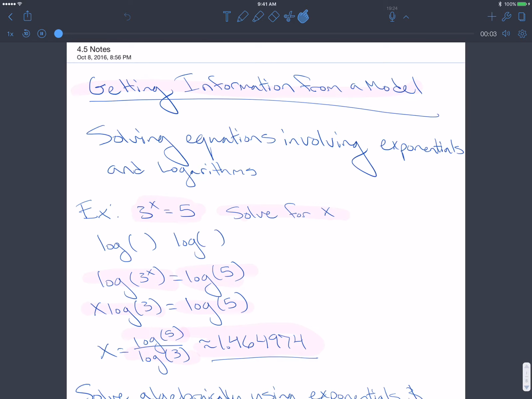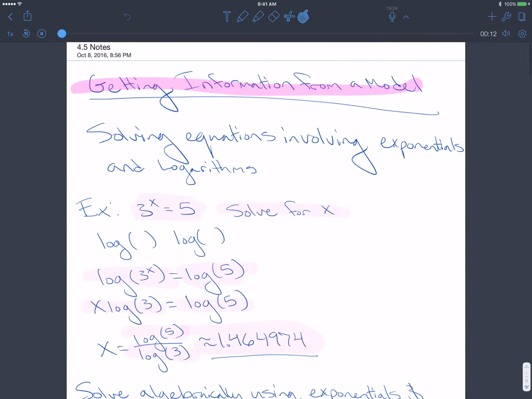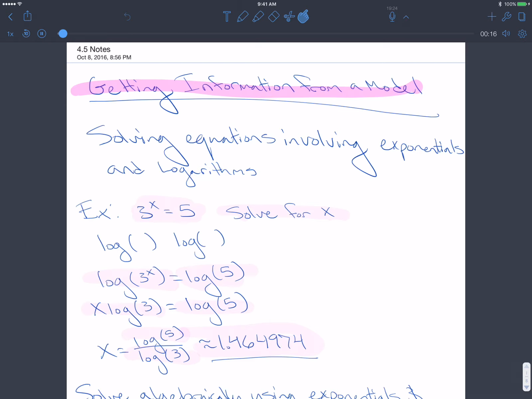4.5 is the last section that will be on your second exam. It is getting information from my model. So this is kind of the ultimate thing we've been trying to get to in chapter 4, and that is solving equations that involve exponentials and logarithms. So if I gave you an example like 3 to the x equals 5, solve for x, you want to be able to actually solve this.